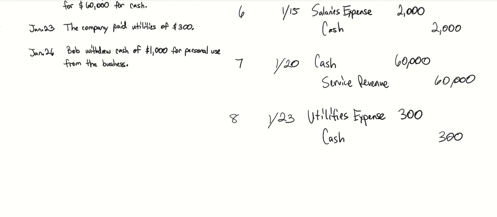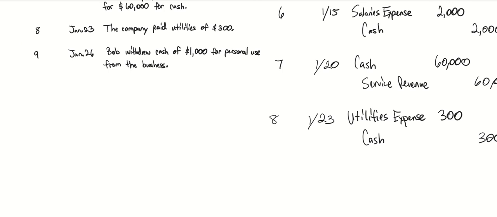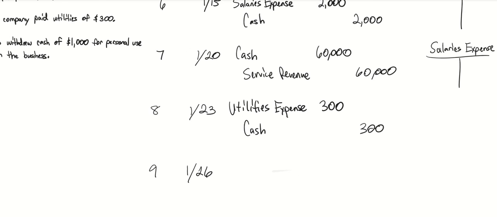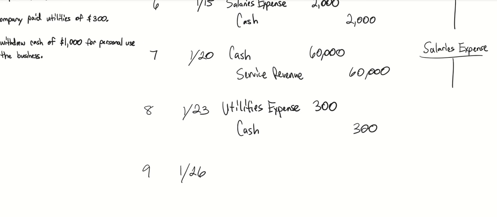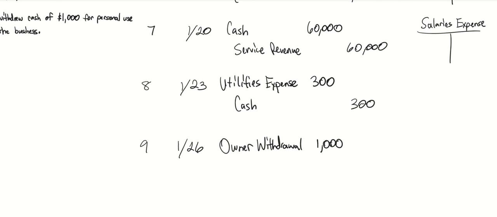Lastly, transaction 9, January 26th. Bob withdrew cash of $1,000 for personal use from the business. So January 26th. Okay, owner withdrawal is going to be debited for $1,000 because the owner made a withdrawal of what? What did they make a withdrawal of? Cash. So cash is going to be reduced by that same amount.